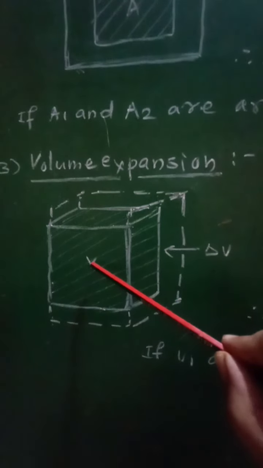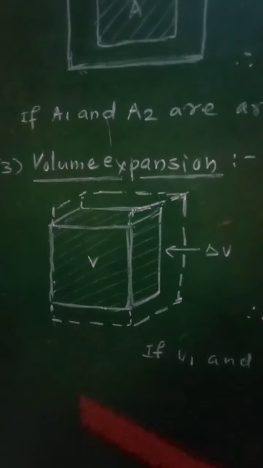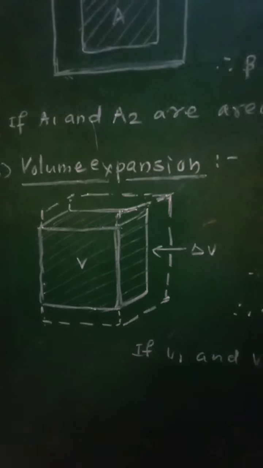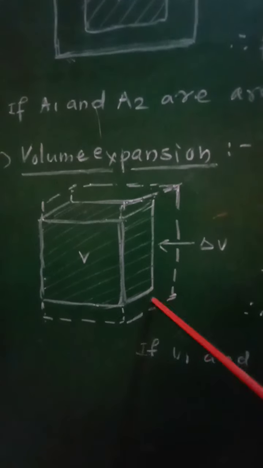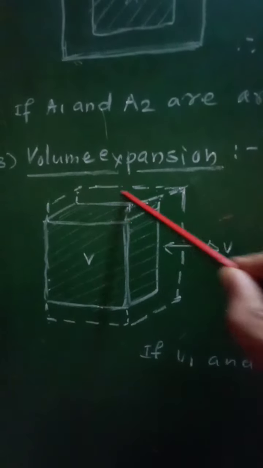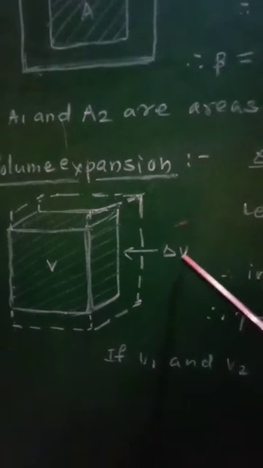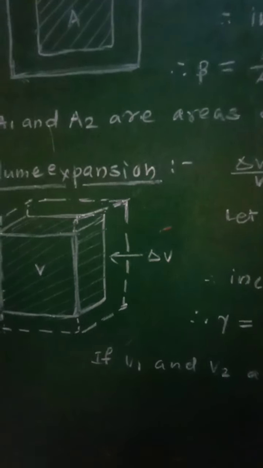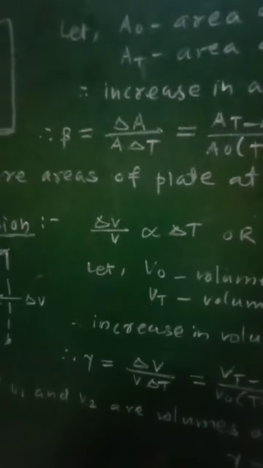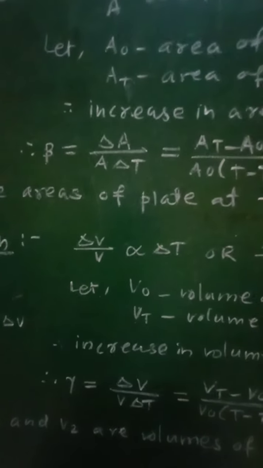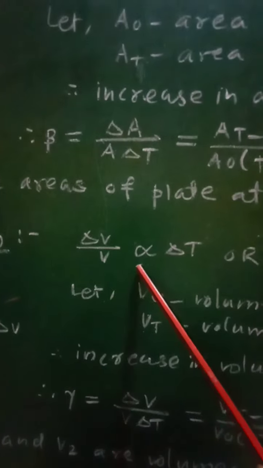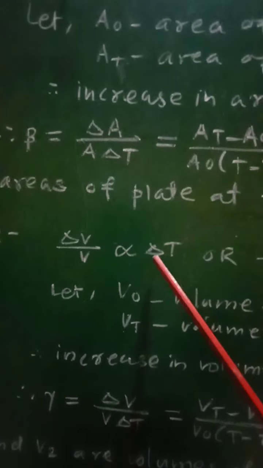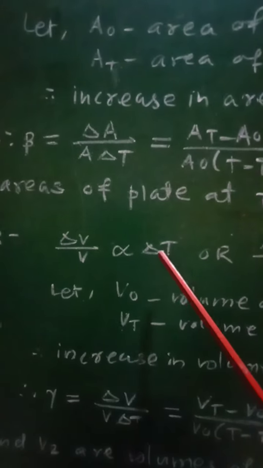And therefore, in order to explain this volume expansion, let us consider a cube whose volume is equal to phi. And then when, due to heating, there is a small change in temperature delta T, at that time its volume will change. Its volume will change by delta phi. And therefore again the fractional change in volume, that is delta V upon phi, will be proportional to the change in temperature, that is delta T.